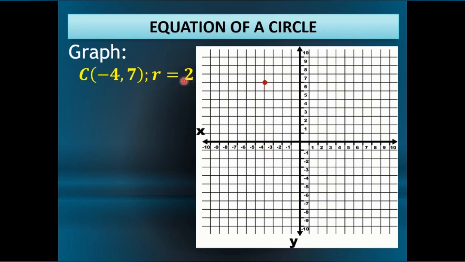And then we have the length of the radius, which is 2 units. So from this center, we'll have 2 units. And then we can now form the graph of the circle. So from this center, we'll just have to count 2 units. So 1, 2. Then from the center, 1, 2, 1, 2, and then 1, 2. So this is already the graph of the given equation.